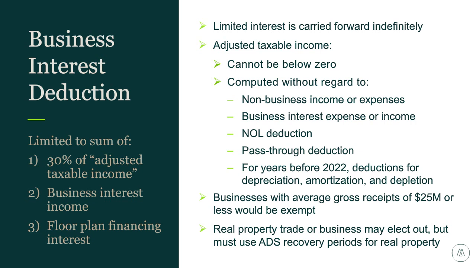Now, businesses with gross receipts below that threshold I mentioned, $25 million in revenue, are exempt from this rule. So if your revenue is below $25 million, there is no limitation on your business interest expense. And then to the extent that you're in the real property trade or business, and some in the long-term care space as a real estate owner might fall into this, you can opt out of this limitation, but you would be required to use much slower recovery periods for tax depreciation, what's called the alternative depreciation system. So this will be a provision that many for-profits are going to have to wrestle with in the years to come.